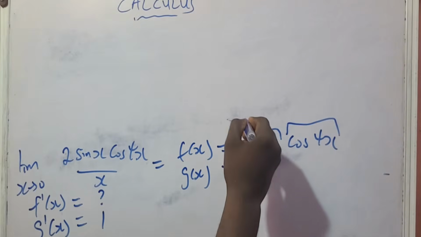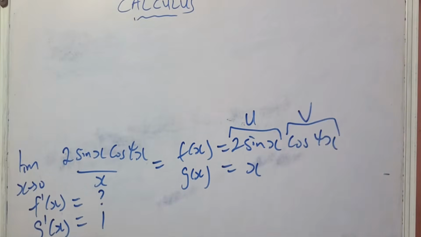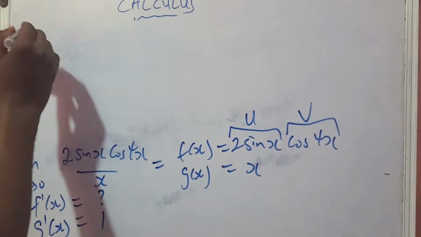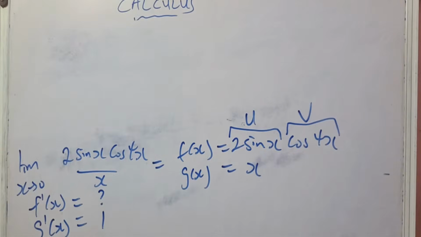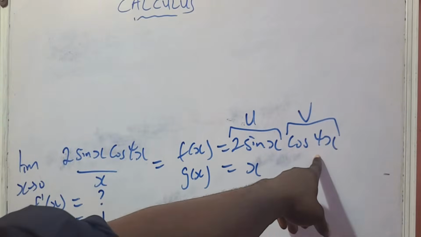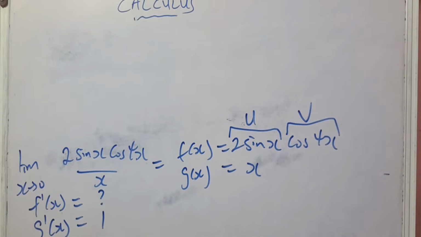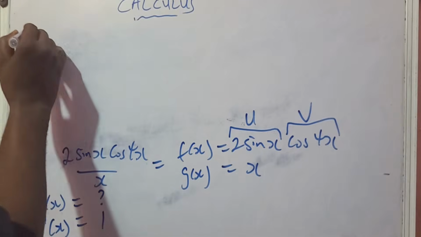I'm going to call this first part u. I'm going to call the second part v. And this is my product rule. Product rule says that when you have a situation where two things are being multiplied together and you are trying to differentiate them, especially in a case like this, which is a perfect example, two things are being multiplied together, this times this. How do you solve this?